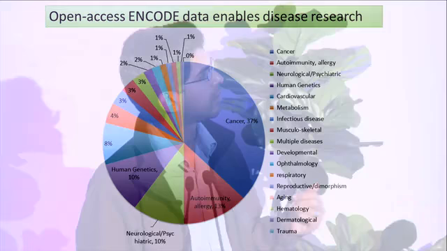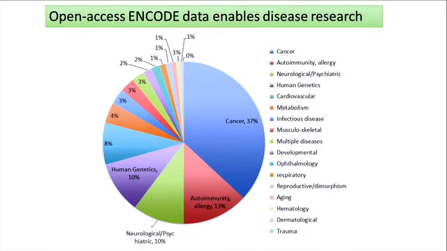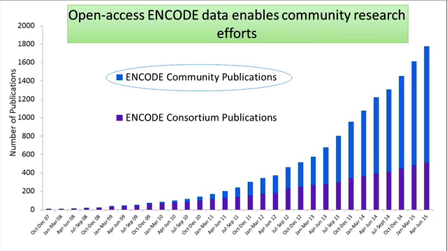And so many researchers have been using our open database to perform a variety of interesting research in a variety of diseases. And as you can see here, the number of papers has been exponentially increasing every year using our data sets, and most of them are not from our consortium, but rather from the community.